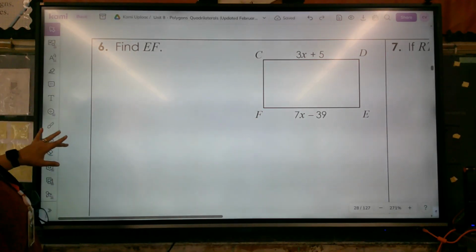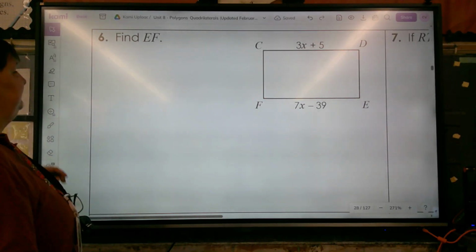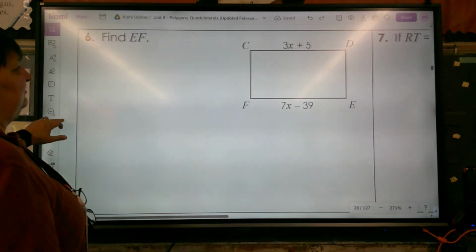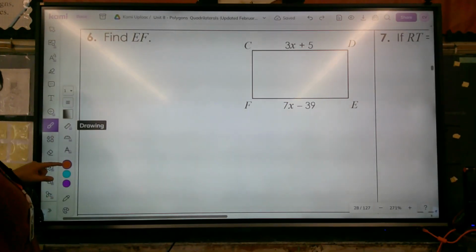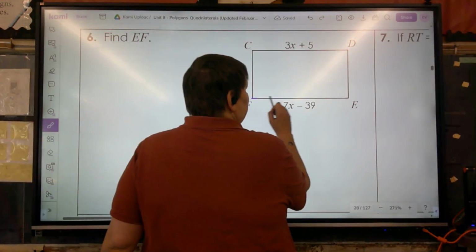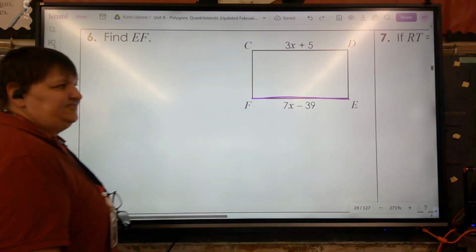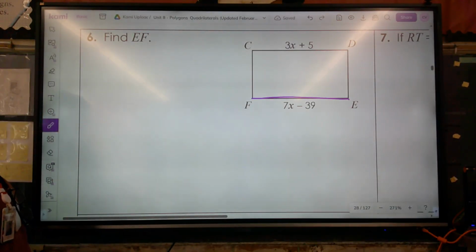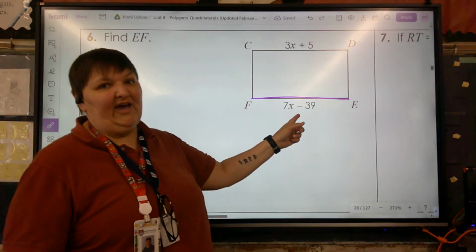The handout needs to be number 7 for you. Alright, so let's see what we know and what we don't know. It wants us to find EF, this one. It wants us to find the distance between E and F. In order to do that, we need to solve for x.